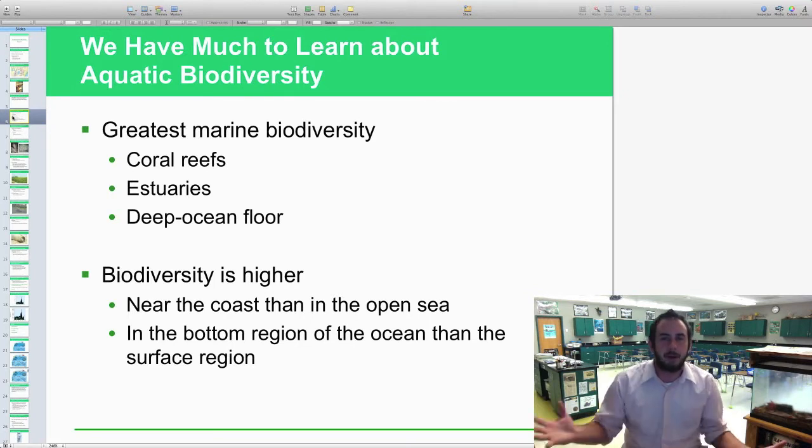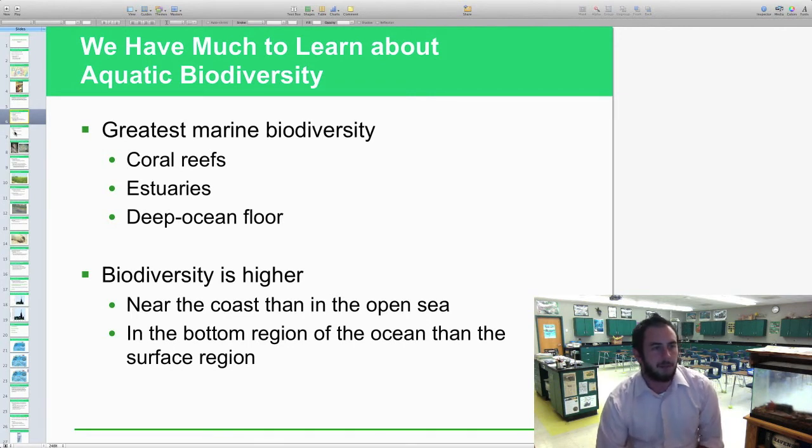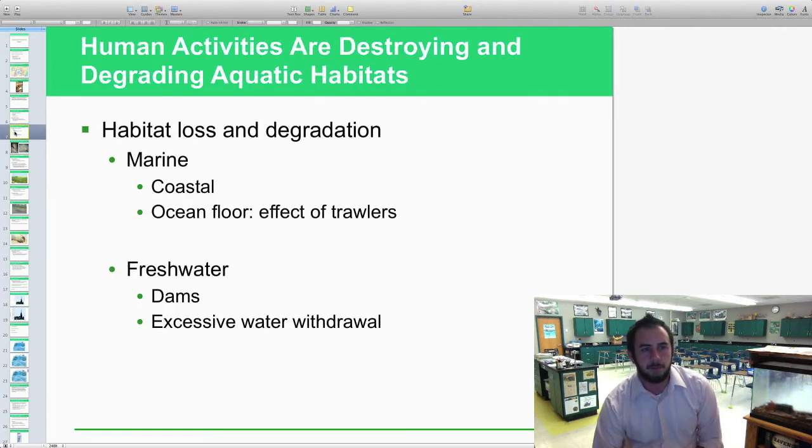And biodiversity in general is mostly near the coast. The diversity is higher near the coast than the open sea, and it's also more at the bottom than the top of the ocean, or the top of the water column. So that's just a general rule. Near the coast and near the bottom are really where the most diversity is occurring within those marine ecosystems.